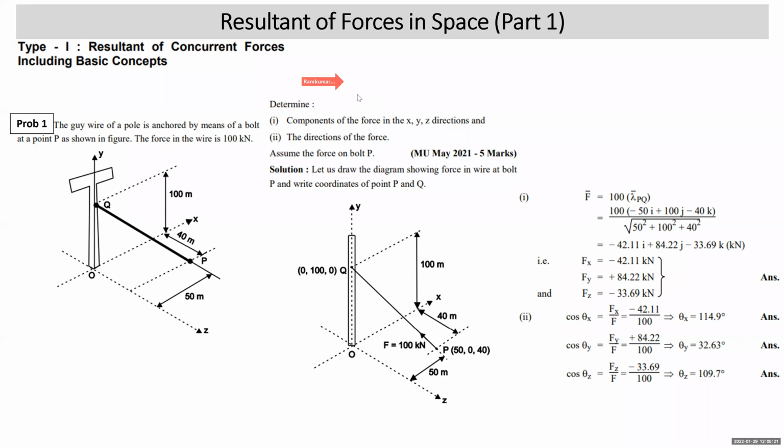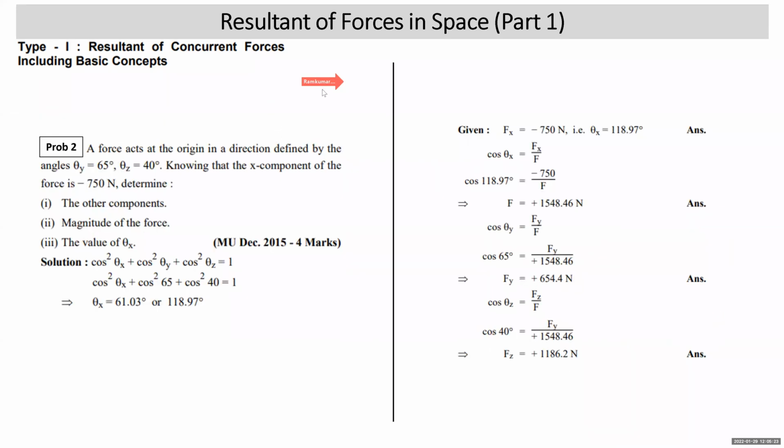Let's move to the next sum. I read the next sum. A force acts at the origin in the direction defined by angles theta y 65 degrees, theta z 40 degrees. Knowing that the x component of the force is minus 750 newton, that is, Fx is given. Determine the other components.